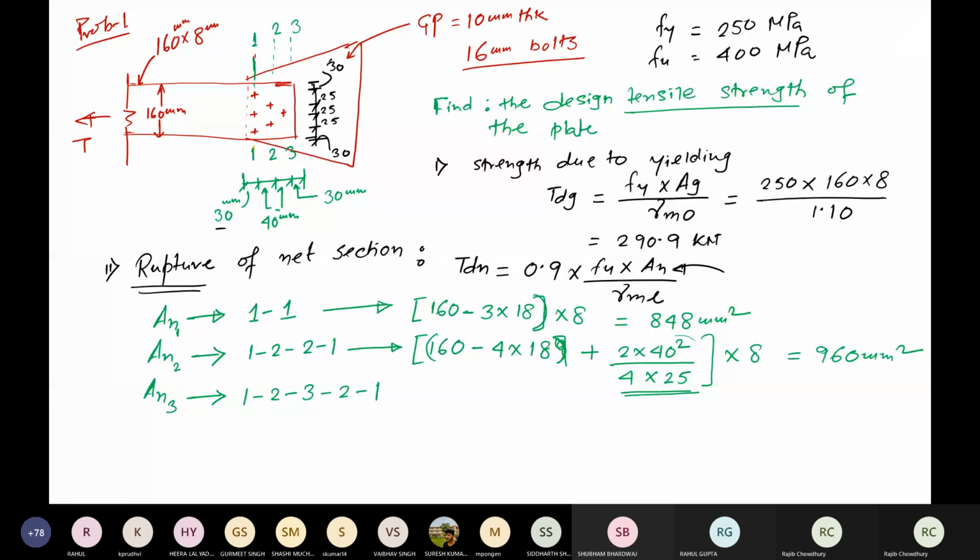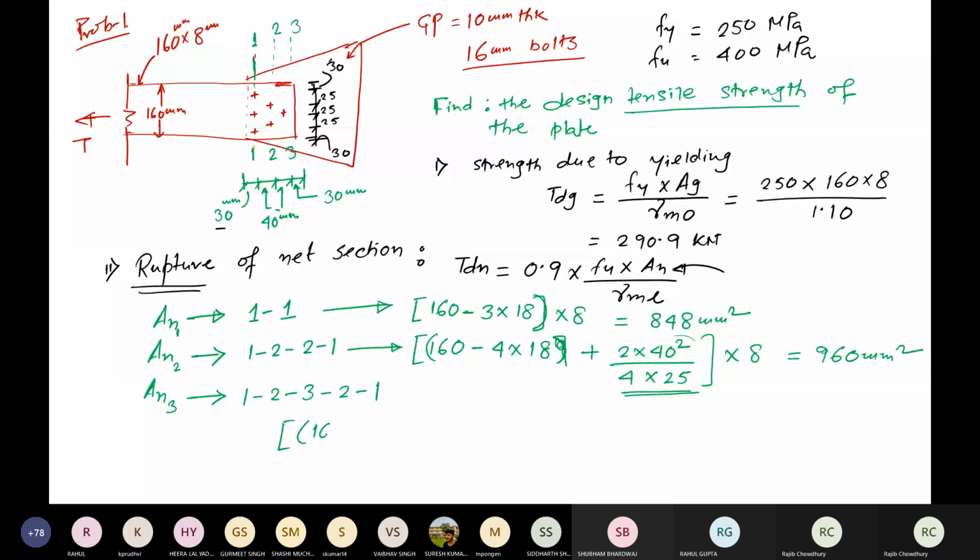Right? The third one is 1, 2, 3, 2, 1. This way it is coming. So how many bolts would be there? And what would the area be?